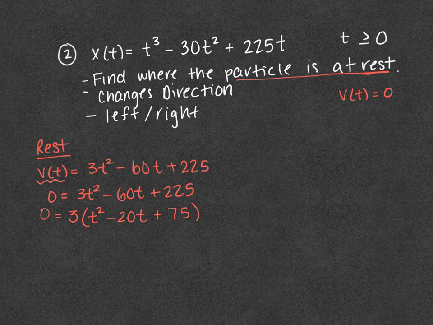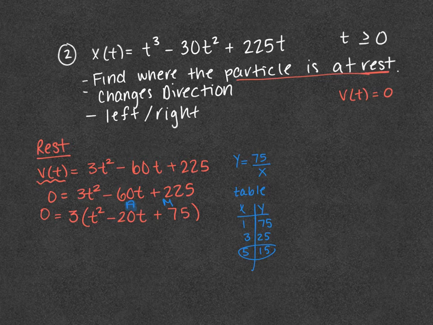And we're going to continue to factor this trinomial on the inside. What numbers add to negative 20 that multiply to 75? At this point, you can go to your calculators and type in y equals 75 divided by x and take a look at your table of values. And you should see 1 and 75, 3 and 25, 5 and 15, and maybe some other ones. But the one I want to focus my attention on is 5 and 15, because 5 plus 15 is 20.